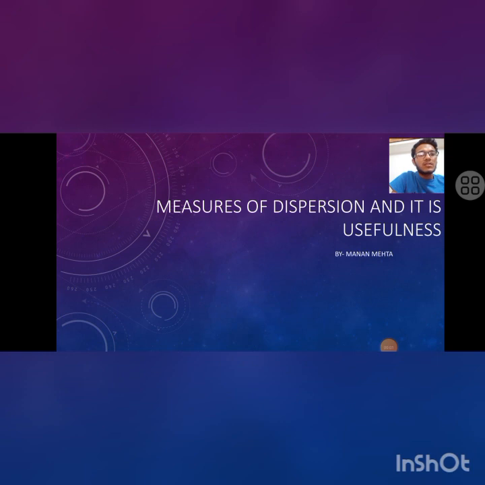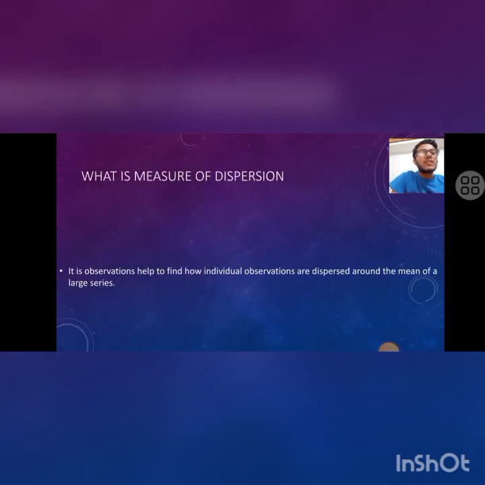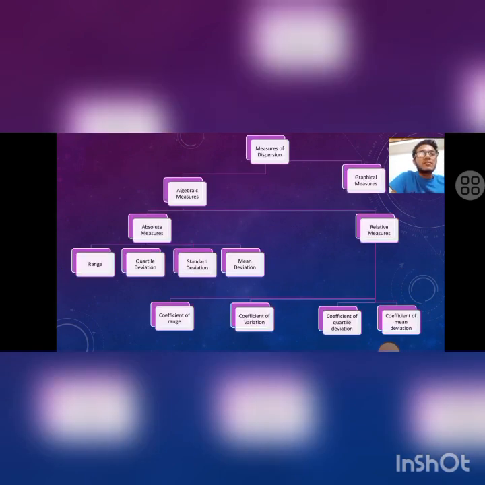Today my topic is about the measure of dispersion and its usefulness. Now what is measure of dispersion? Measure of dispersion helps to find out how individual observations are dispersed around the mean of a large series. Measure of dispersion is divided into two components, first algebraic measure and second graphical measure.